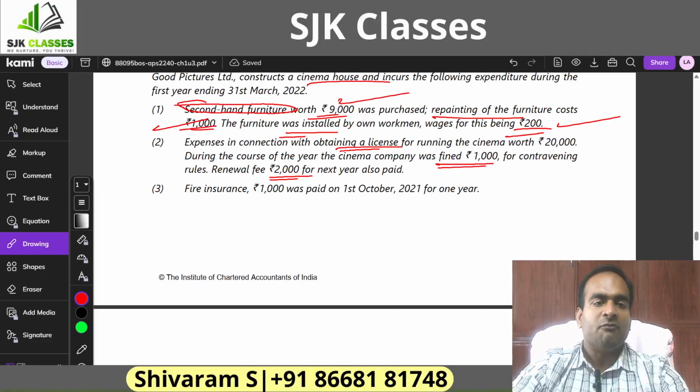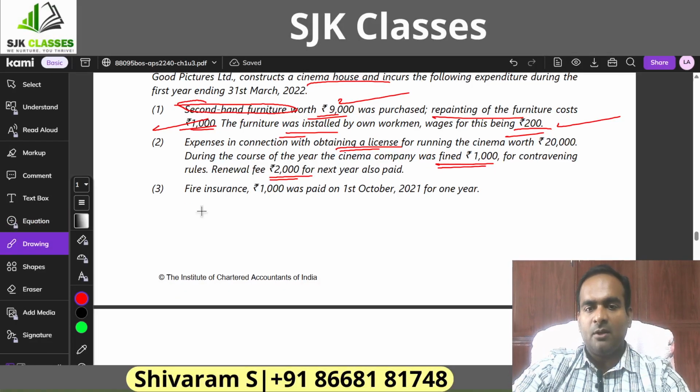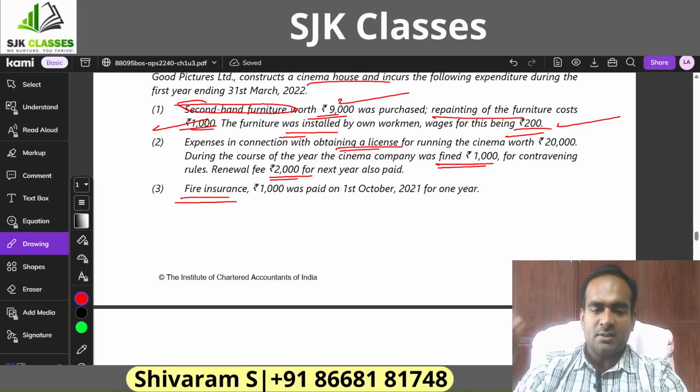Next one. Fire insurance of 1,000 was paid on 1st October 21 for 1 year. So I am paying some fire insurance. All these insurances are going to be of revenue nature, because year after year the insurance has to be taken.